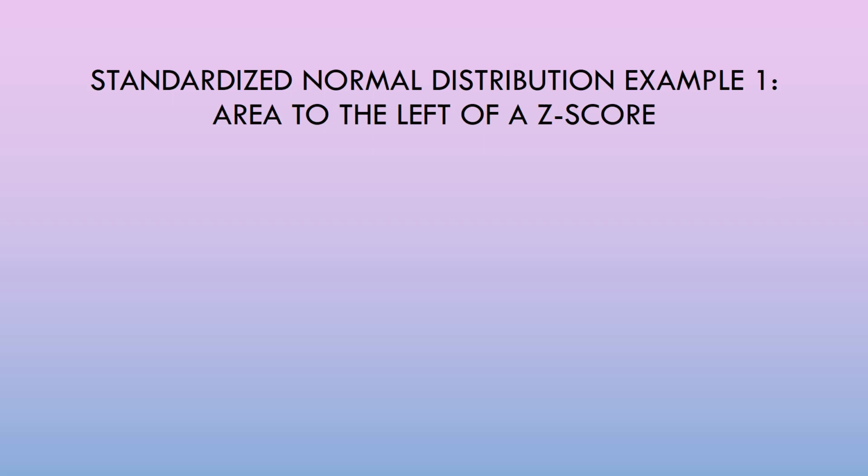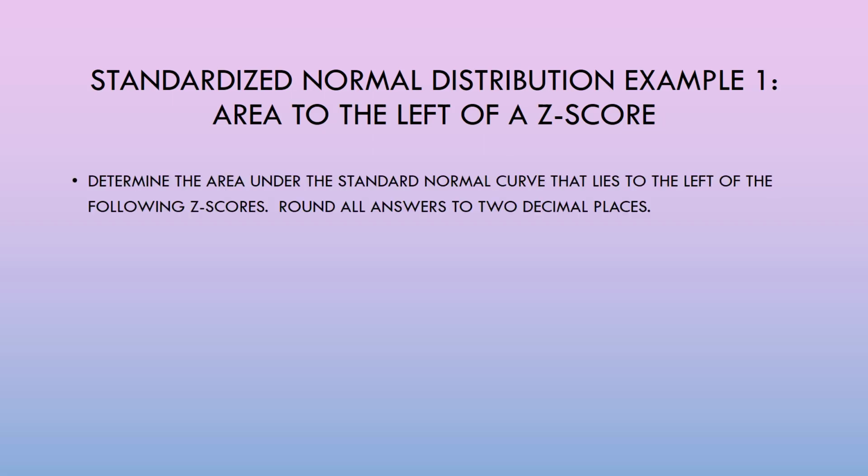Standardized normal distribution, example 1, area to the left of a z-score. Determine the area under the standard normal curve that lies to the left of the following z-scores. Round all answers to 2 decimal places. So here we have A, B, and C.